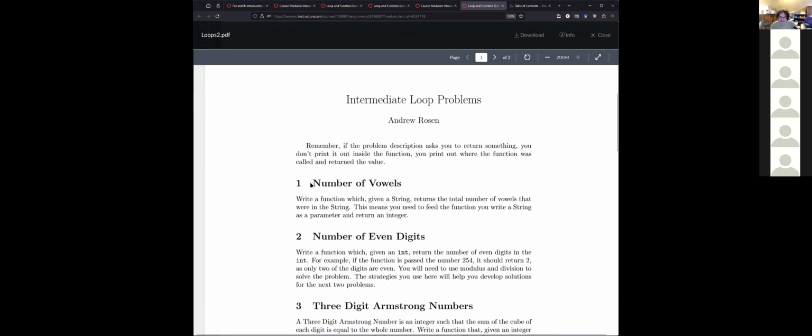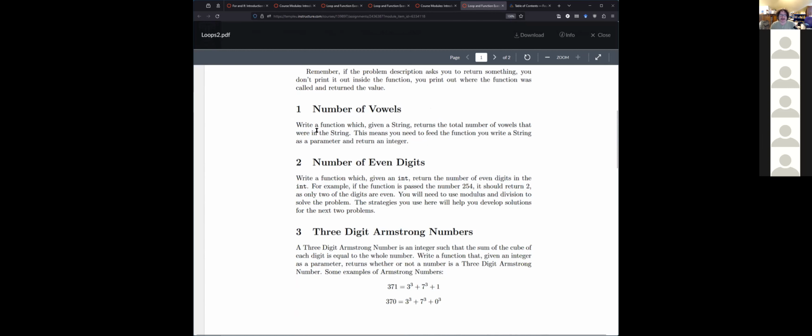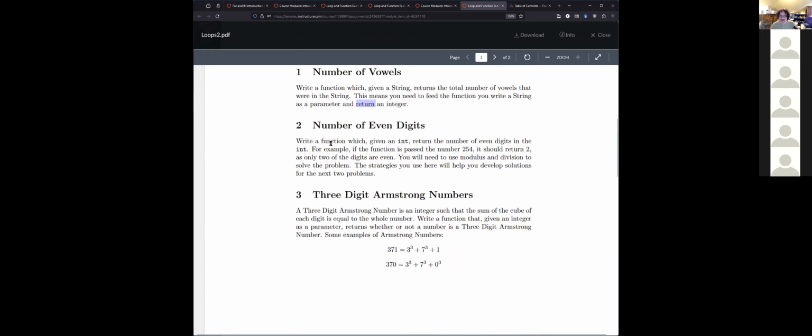Okay, so question 1, number of vowels. Write a function which, given a string, returns the total number of vowels in the string. So we feed a function a string and return an integer. Returning is not something you have to do in lab 4 and 5, but I'm going to print out the answer and then I'm going to show you how to return it. And I'll go over what that means.